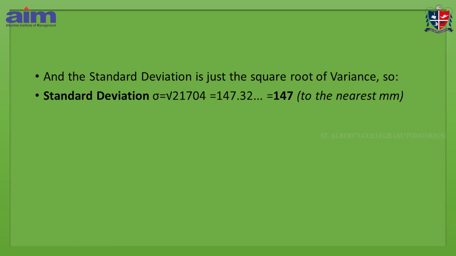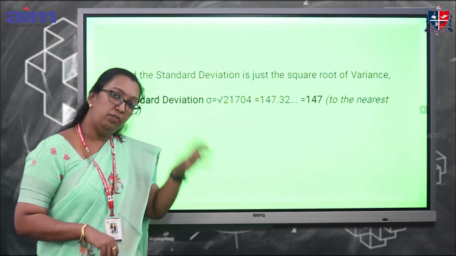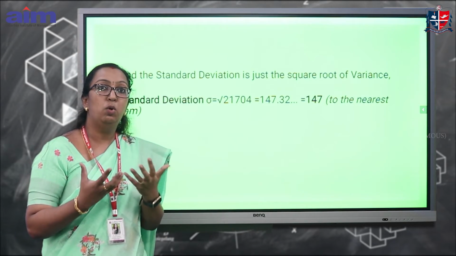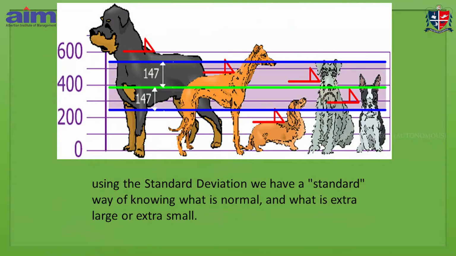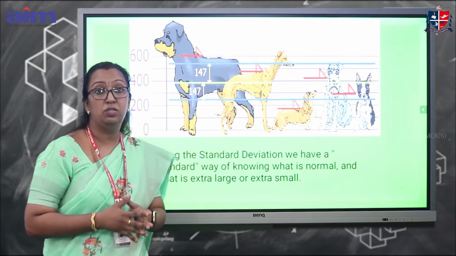So what is standard deviation? Standard deviation is just the square root of the variance. And in most of the statistical tests, instead of variance, you use standard deviation so that you get much more accurate results. So using the standard deviation, we have a standard way of knowing what is normal and what is extra large or extra small.